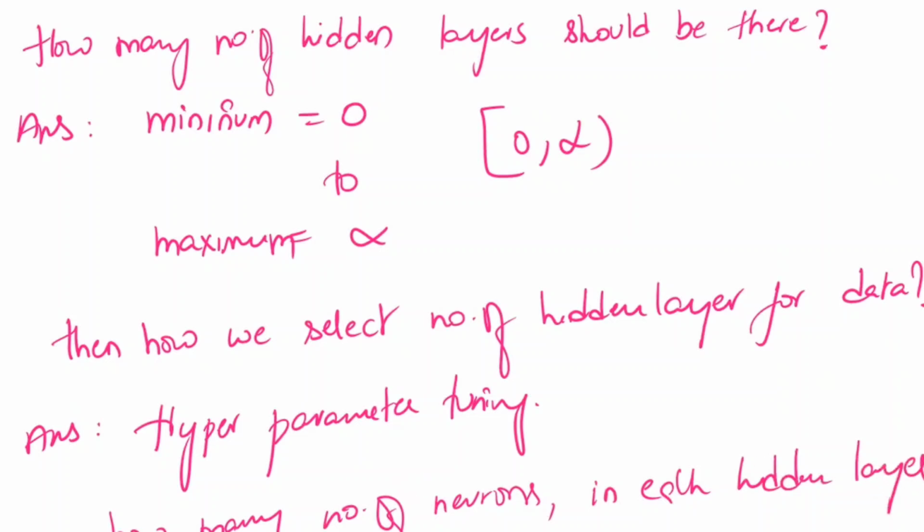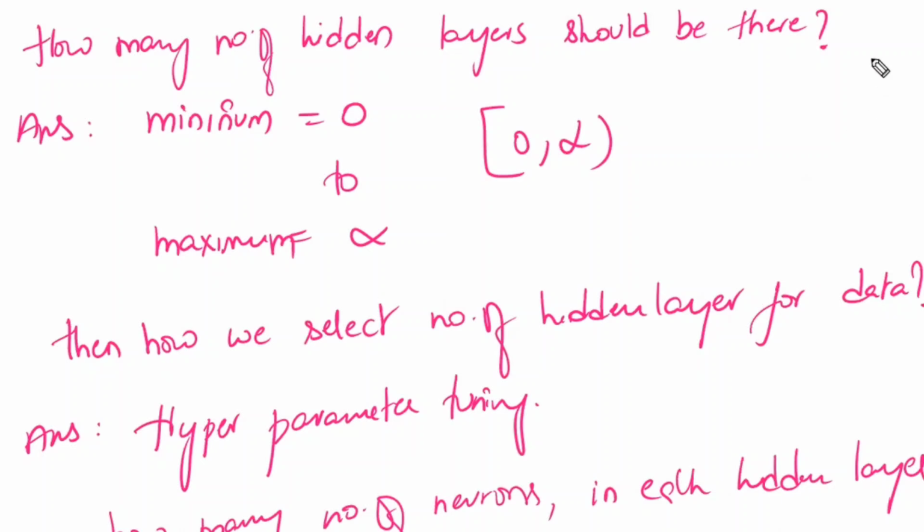Again, the answer is hyperparameter tuning. This is also not a fixed answer. For the input layer, there is a rule. For the output layer, there is a rule. For the hidden layers, there is no rule. For the entire hidden layers, there is no rule. That depends on the data set.